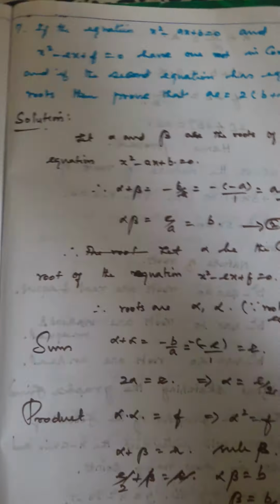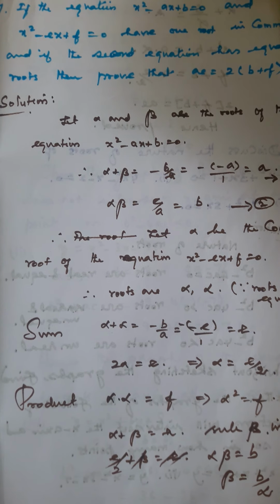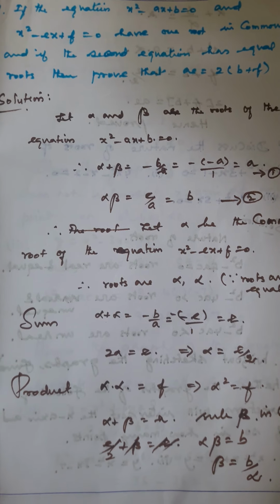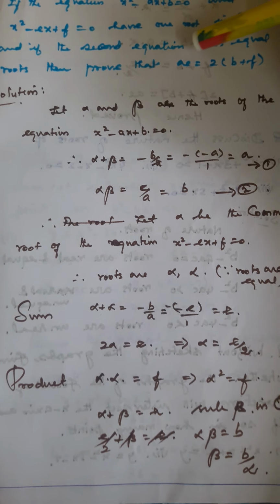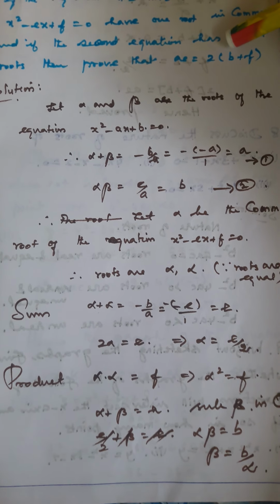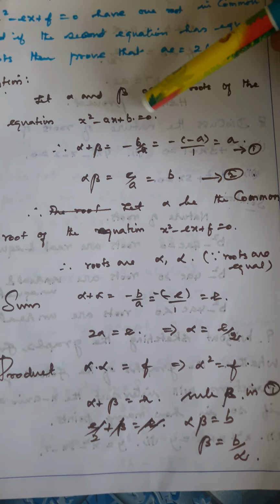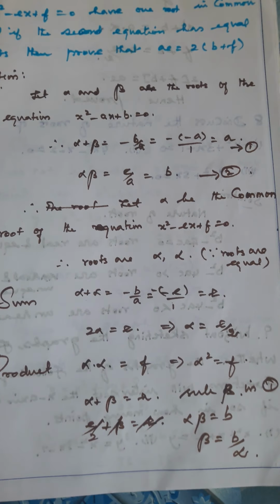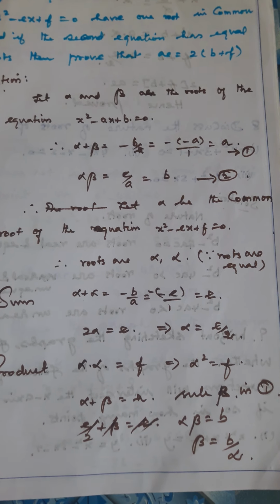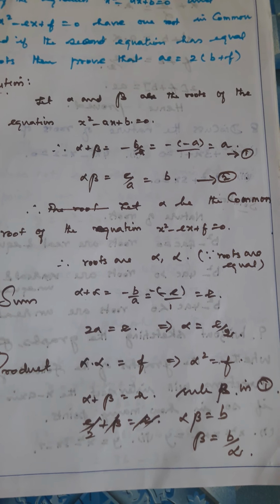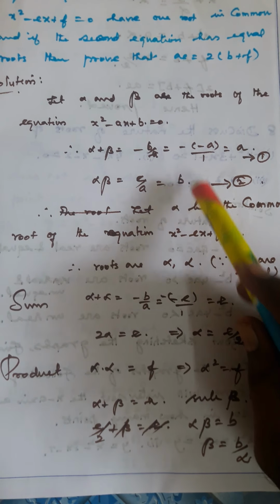Okay. If the two equations have one root in common and the second equation has equal roots, you have to prove ae equal to 2 into (b plus f). Let alpha and beta be the roots of the first equation. So your alpha plus beta is a and alpha beta equal to b. Let alpha be the common root of the equations.